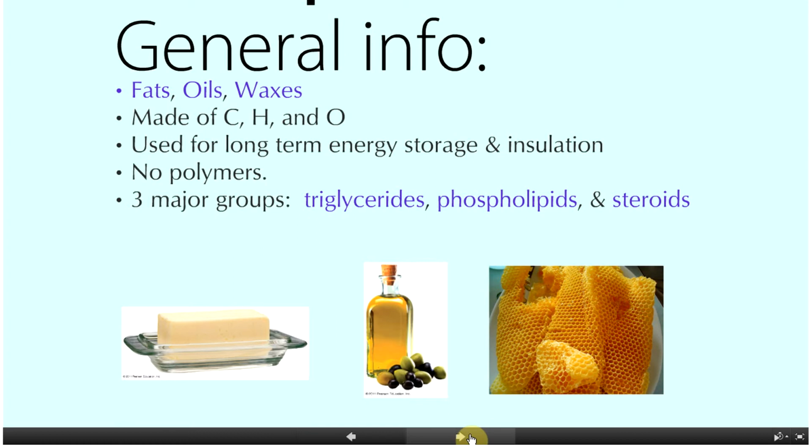We have three main groups: triglycerides, which are the fats that we know of; phospholipids, a lipid molecule found in the cell membrane; and also steroid molecules. Steroid molecules are found in our bodies. These are not anabolic steroids. They're not the steroids that you take to buff up. These are natural molecules within your body that are used for signaling purposes. A couple examples are testosterone and estrogen, the two sex hormones found in males and females.